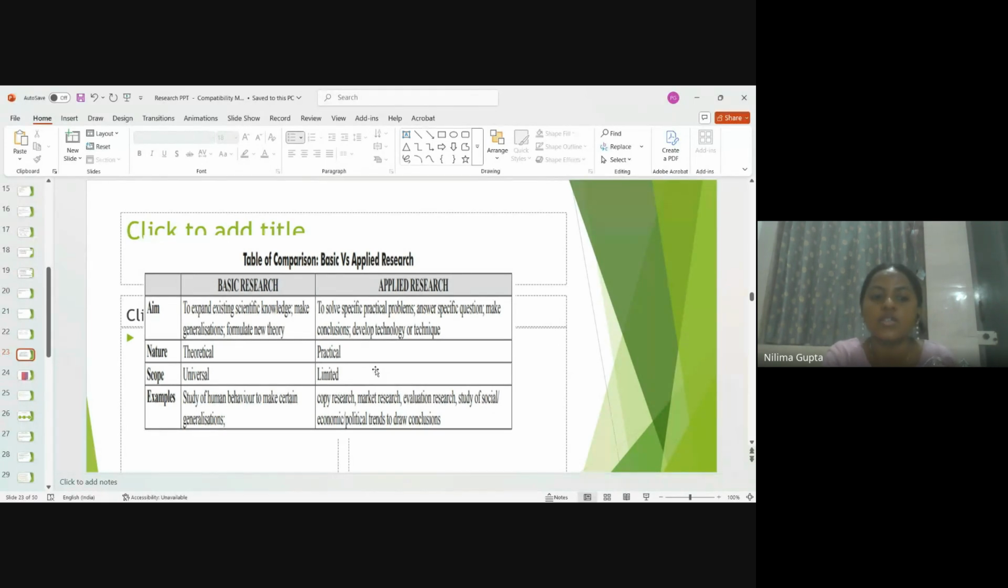Basic research is very theoretical. Applied research is practical. Basic research is universal. Applied research is little limited because it has action research also. I cannot say it is universal because a problem in one school, one class, one university might not be same. The problem might be same, but the solution might not work in both the cases. So it is little bit limited. It's not completely universal. And basic research study human behavior to make certain generalization. The applied research will study market evaluation, socio-political trends because it has action research and the other applied research as well.